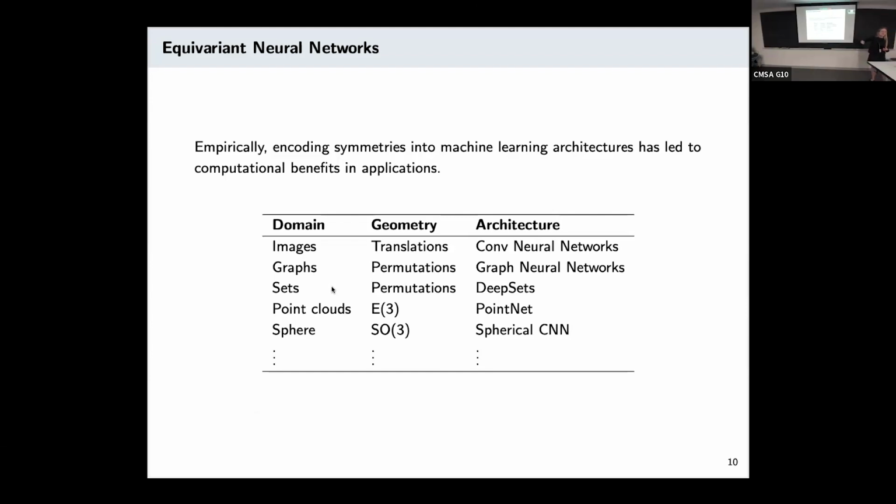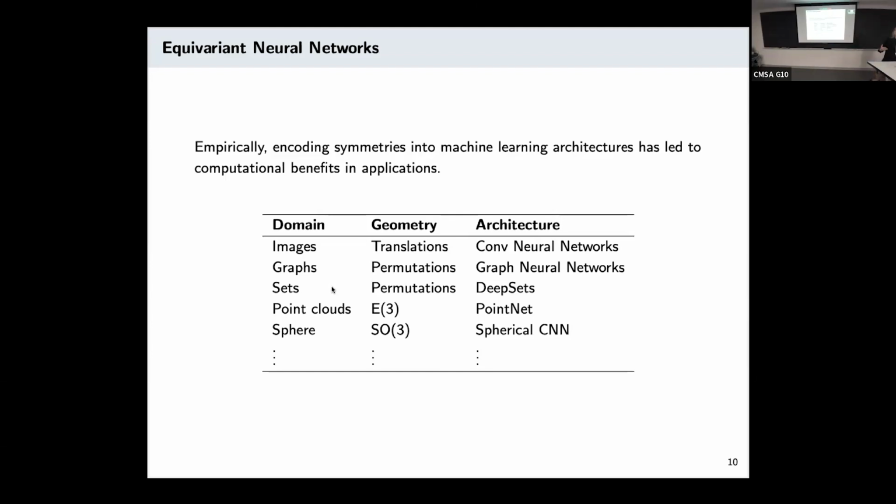And this idea has been applied very successfully, at least empirically, across domains. We already talked about images and convolutional neural networks. We also mentioned graph neural networks, and Deep Sets is very similar to graph neural networks. That's an equivariant architecture for set-structured data. But you could consider all kinds of other domains, such as point clouds, for instance, where you want to preserve Euclidean symmetries, so translation, rotation, and reflection.